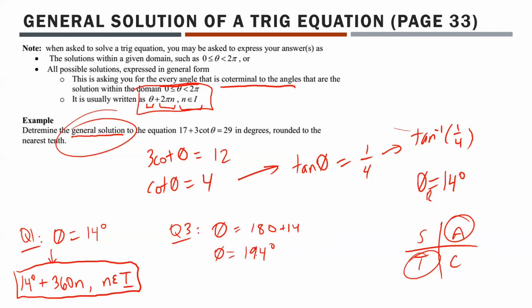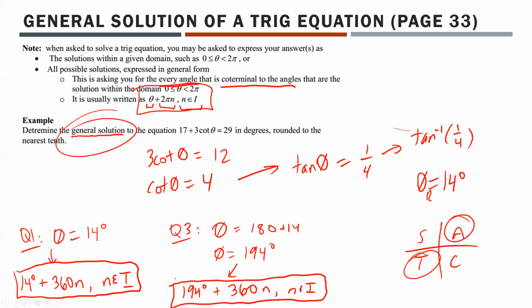That's a general solution. Let's do the same thing to our quadrant 3 angle. It's going to be 194 degrees plus 360n, where n is an element of the integers. So that right there would be your general solution. Just be mindful of that. If it asks for a general solution, it literally is just one extra step. It's just a matter of adding 360 degrees times n, where n is an element of the integers, or if you're dealing with radians, you have to add 2 pi n, where n is an element of the integers. It's the same thing, okay?